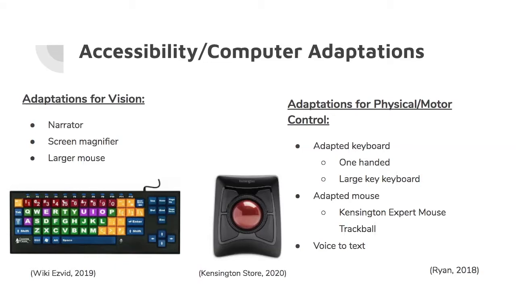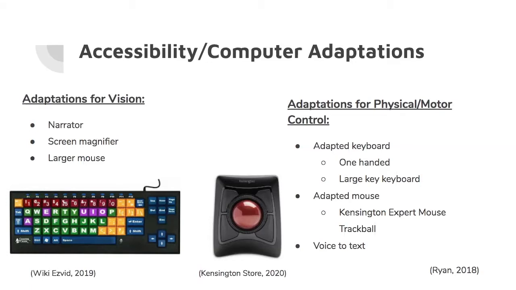So the keys are a lot larger, so they're able to see it and they're bolded. And then the contrast also helps with vision-related challenges. And then there's also a lot of different one-handed keyboard options. So it's where they put all the keys on one side and they are arranged so that it's easier if you're just using one hand to type.